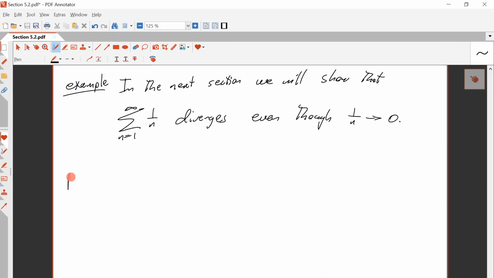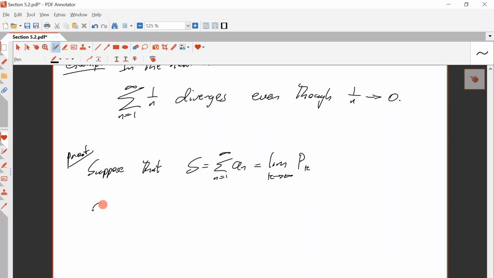Okay, so proof. Suppose that S is the sum from n equals 1 to infinity of a_n, which is equal to the limit as k goes to infinity of the partial sum p_k. Right? So S minus S is the limit as k goes to infinity of p_k minus the limit as k goes to infinity of p_(k-1).